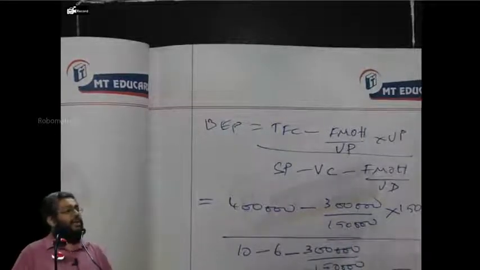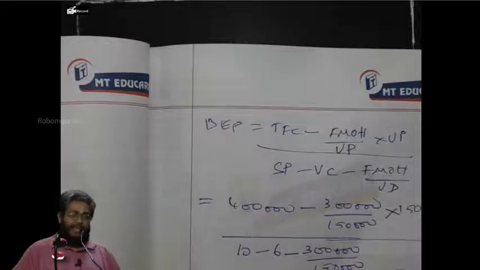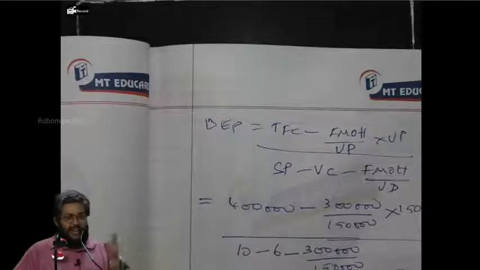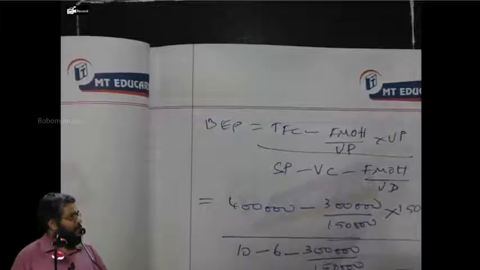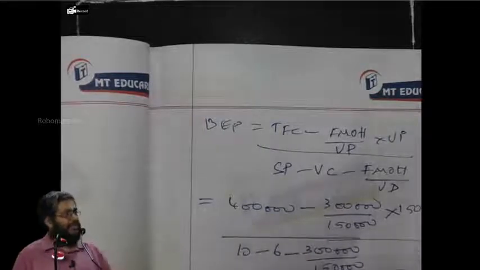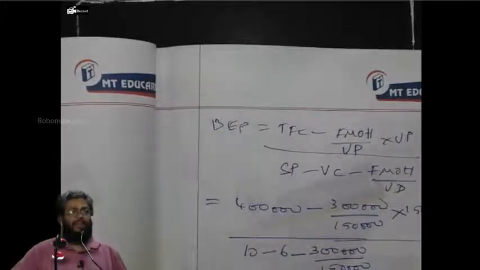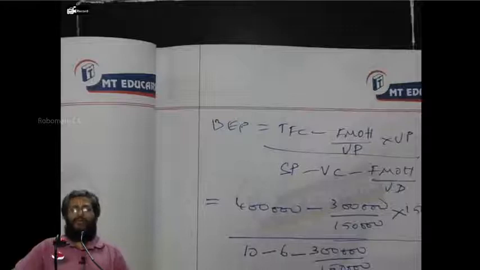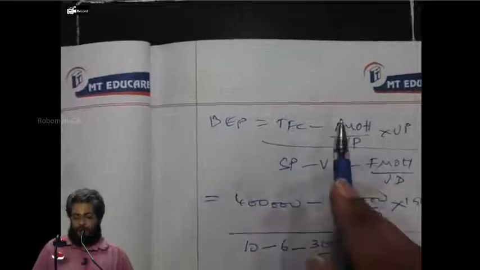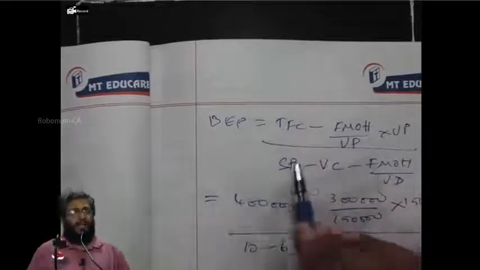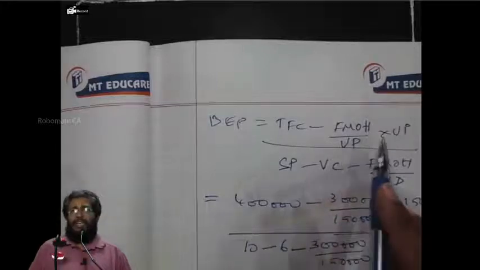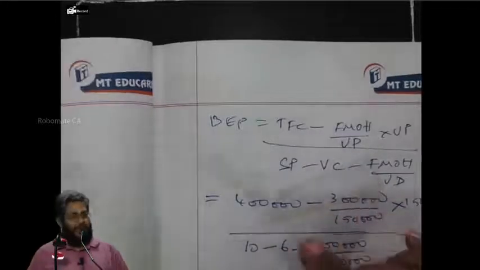Net closing stock, what is the formula for calculating BEP? BEP is equal to total fixed cost minus fixed cost inside net closing stock, divided by contribution per unit. Net opening stock, what is the BEP calculation? Total fixed cost plus fixed cost in net opening stock, divided by contribution per unit. When the production is given, how to find BEP? BEP is equal to total fixed cost minus FMOH by UD into UP, divided by selling price minus variable cost minus FMOH divided by UD.